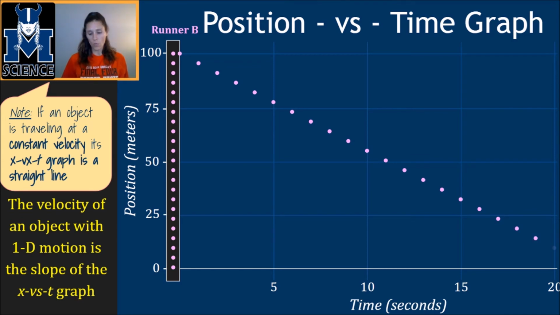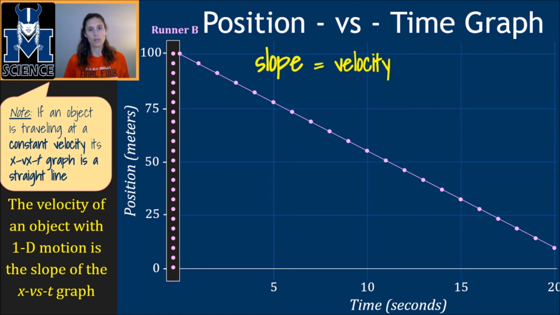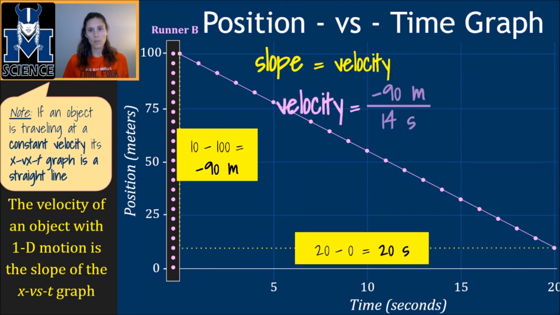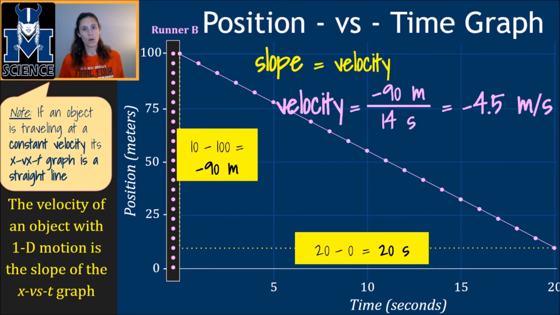And so when we look at our line that's created, because that's constant velocity, we have a slope. Our rise is negative 90 meters over 20 seconds is our run. And so our velocity ends up being negative 90 over 14, or negative 4.5 meters per second. So remember, the positive or negative sign of velocities matters. This tells us that the runner was going in the negative direction in our reference frame, which we did indeed see with the motion dot diagram.